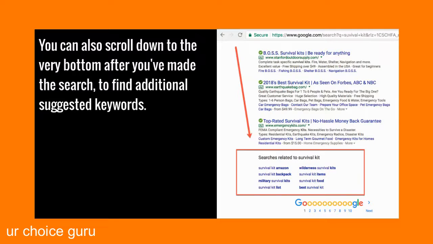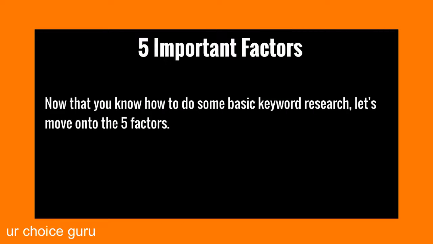So that gives us an idea of, okay, we can write an article on survival, military survival kits, or wilderness survival kits. So these could be totally different articles. So now that you have a basic understanding of basic keyword research, let's move on to the 5 important factors.